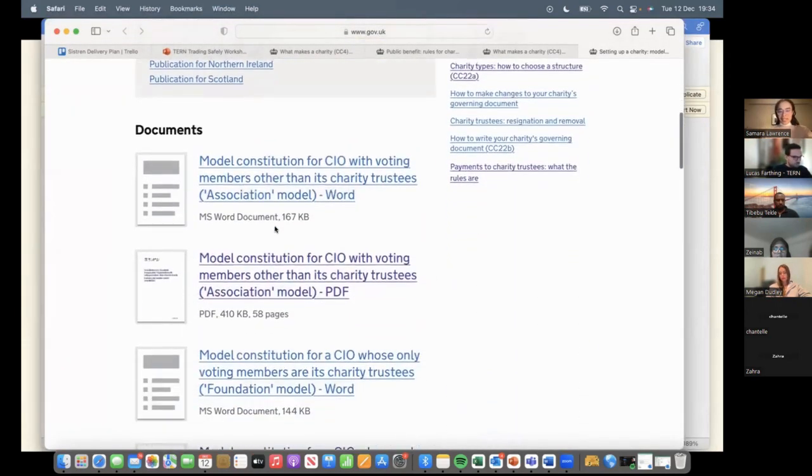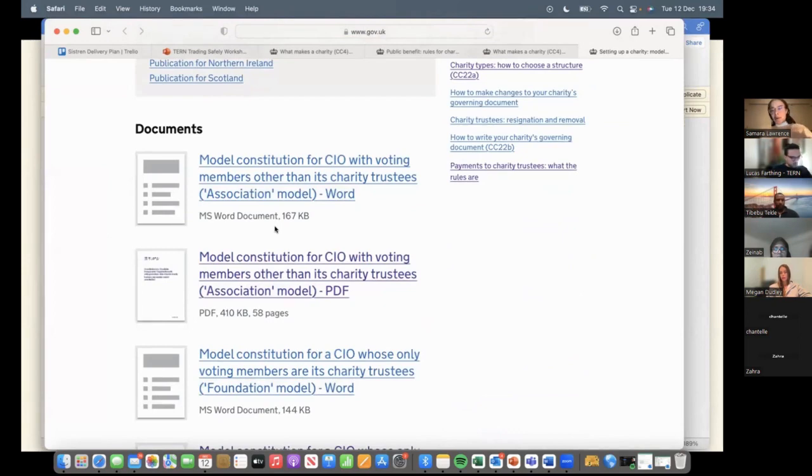And luckily, if you're a CIO, the Charitable Incorporated Organization, the Charity Commission has examples that you can use. You can just use this model document as your template, essentially, and then make changes to make it bespoke to your organization. So has anyone looked at a governing document before?